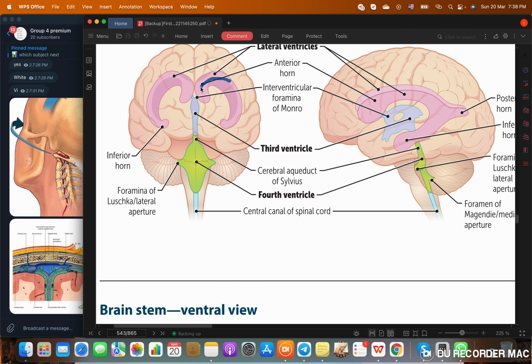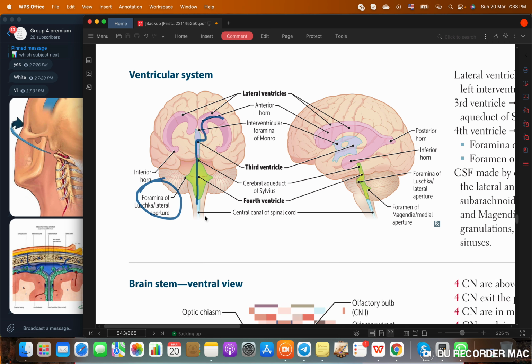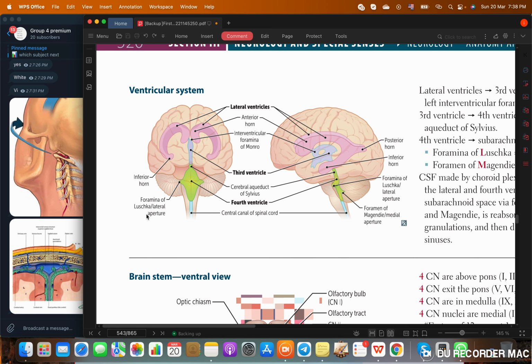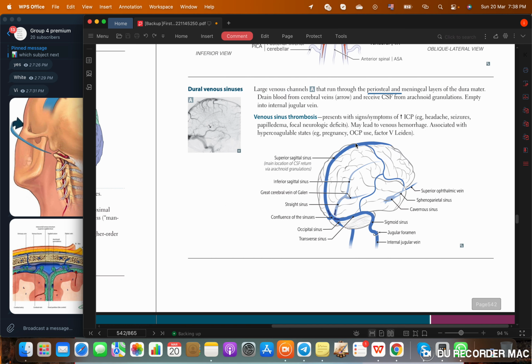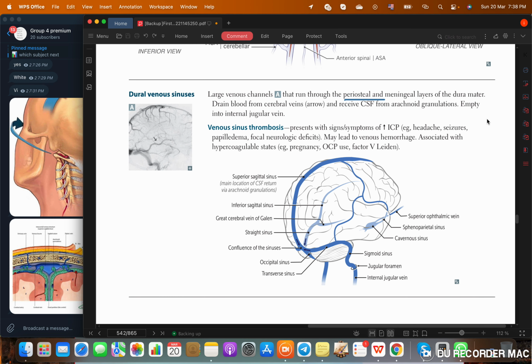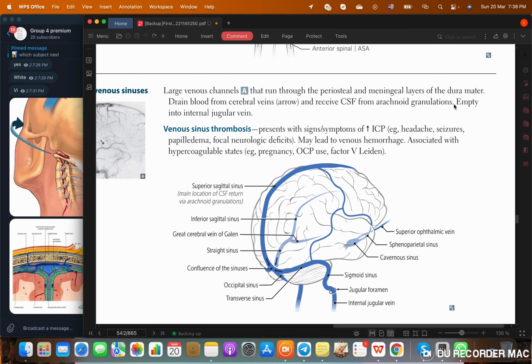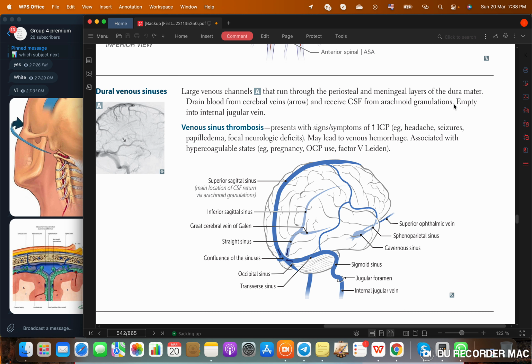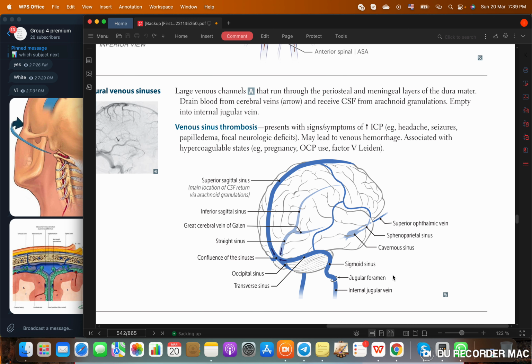When the CSF is made, it goes through the system and it goes down. But there are two foramina here called the foramen of Luschka and the foramen of Magendie. Through these foramina, you can go to the subarachnoid space. And from the subarachnoid space, you can go to the venous system using the arachnoid granulations. Okay? And finally, the venous system is going to empty into the internal jugular vein, which is going to empty into the brachiocephalic vein, which is going to empty into the superior vena cava, and back to the heart.